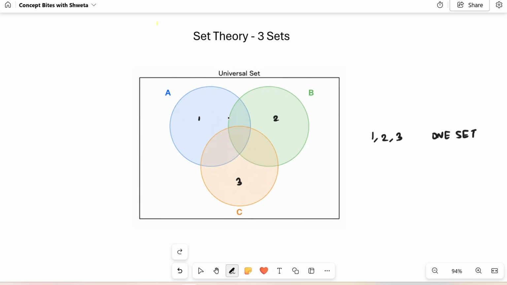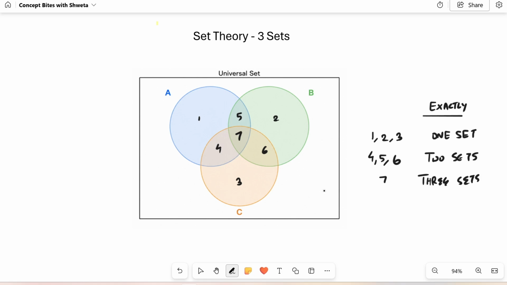Nothing else at all. Then, if we talk about 4, 5, 6, what is special about these three? All of the elements in 4, 5, 6 belong to exactly two sets. I'll just put exactly here, valid for all of these. So when you look at 4, these elements belong to only A and C, not to B. 5, only A and B, and 6, only B and C. Then what about 7? These belong to all three sets, A, B, and C. And finally, region 8, these are the elements that belong to none of these three sets. Not in A, not in B, not in C.